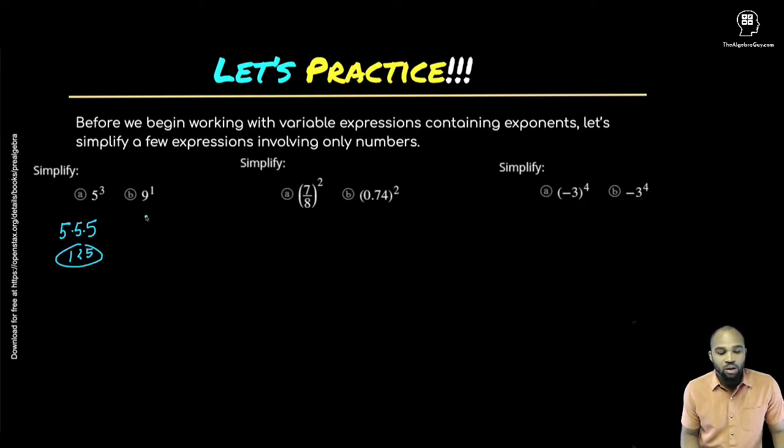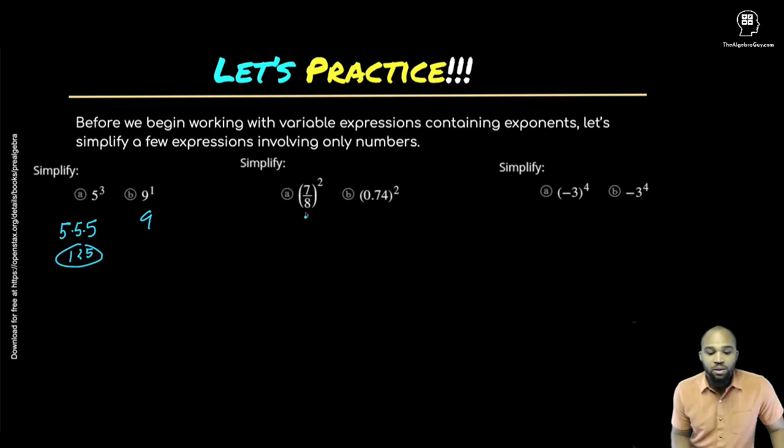9 to the first power is just 9. No more you can do. There's only one time. 7/8 squared. Now that may seem a little tricky. One thing you could do is 7/8 times 7/8. But we also learned later that you can just square the top, 7 times 7 is 49, and square the bottom, 8 times 8 is 64.